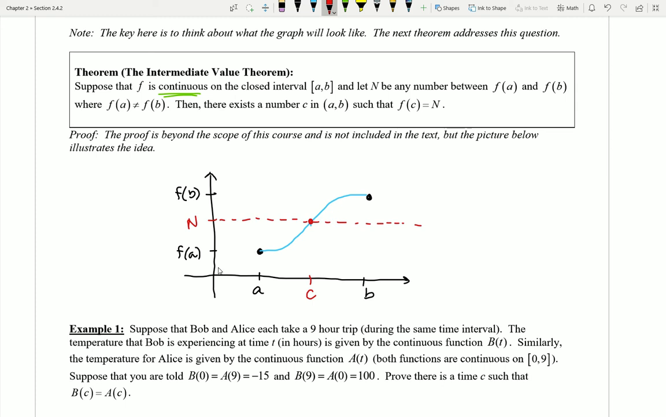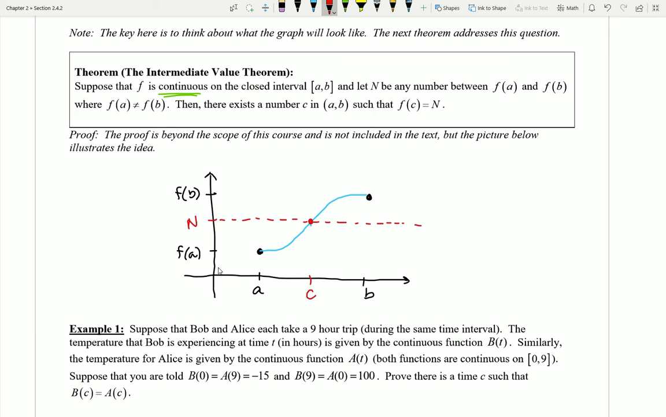So let's take a look now at how we might actually be able to use the intermediate value theorem to help us answer some different questions. Take a look here at example number 1. This is actually a question that is extremely similar to, in the same spirit of, a question we talked about at the very start of 2.2.